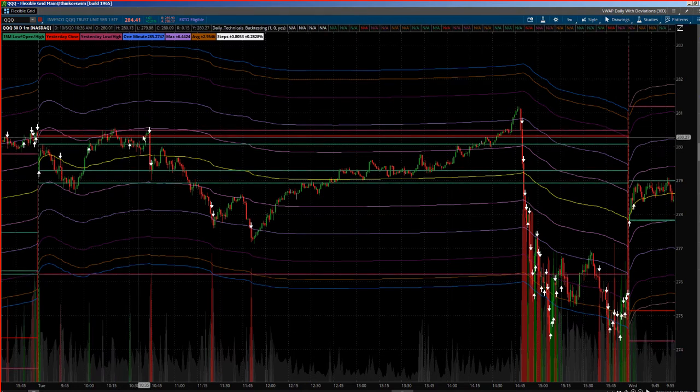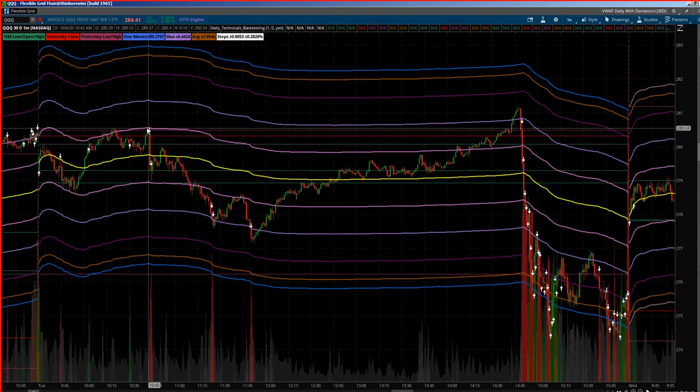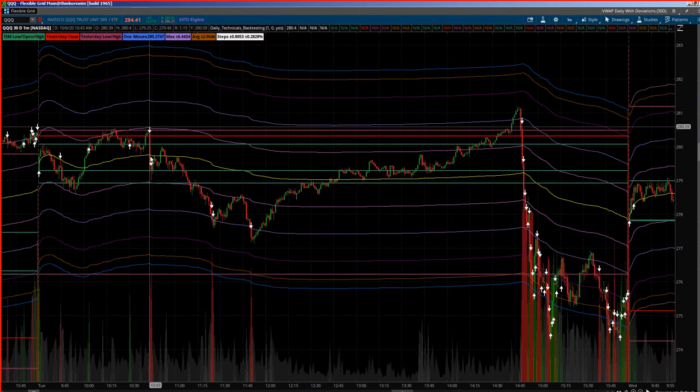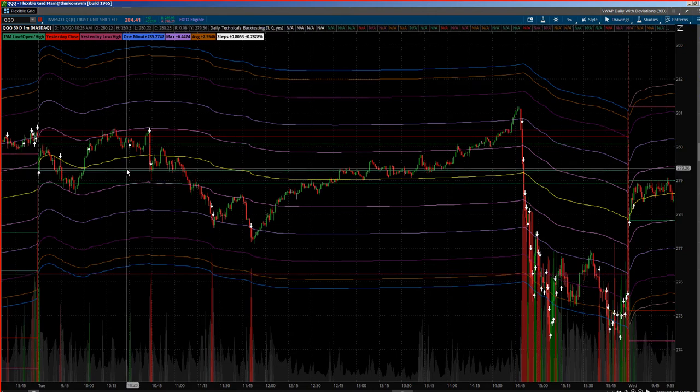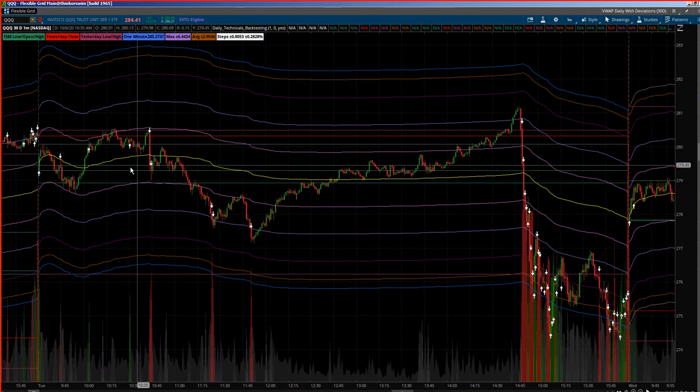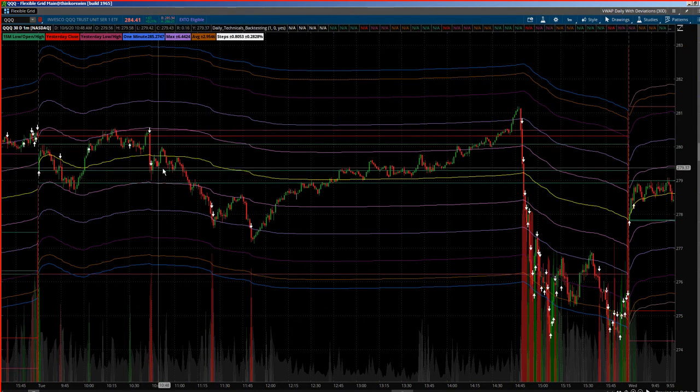Goes back up. Once it breaks it, it pings the first level, just like it did previously, and then just drops to the opening price. So you see this green line over here, that's the opening of the day. Like Kenny always says, those lines are very important. It's being used as support right now.